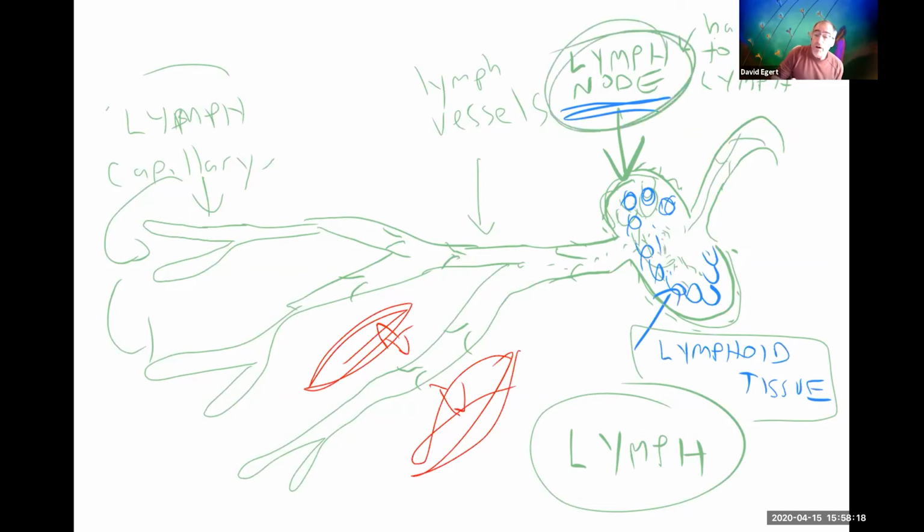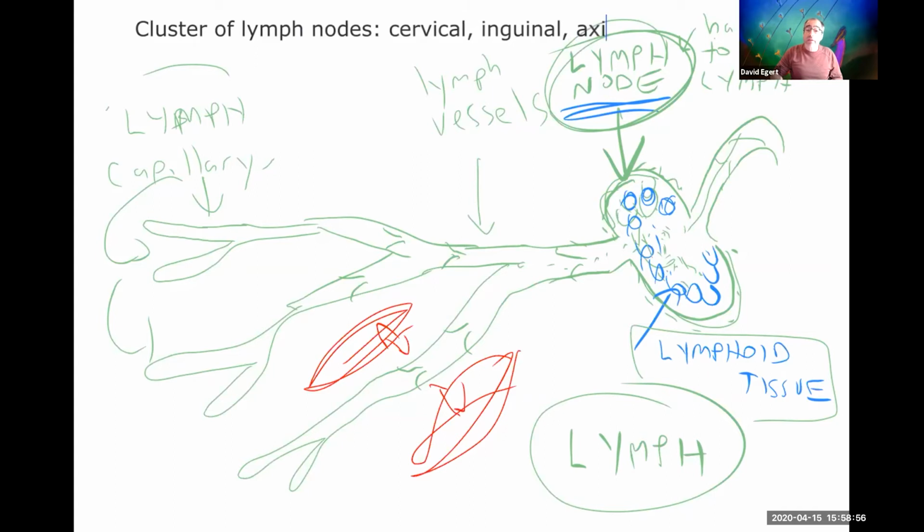The lymph nodes are all over, but there are three main clusters that people talk about that I should mention. So there are cervical clusters of lymph nodes, cervical meaning your neck. Inguinal, meaning your groin. And axillary, meaning under your arm.